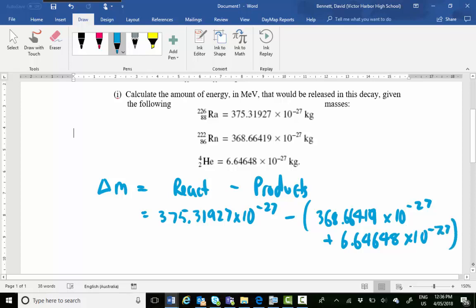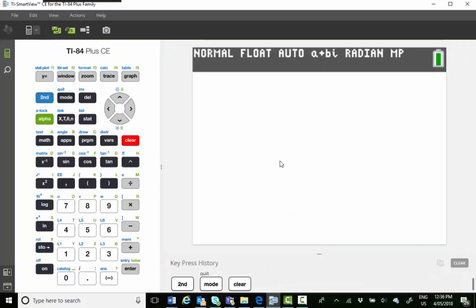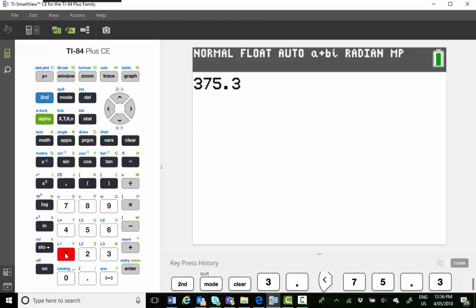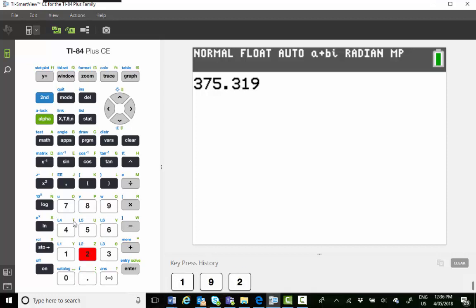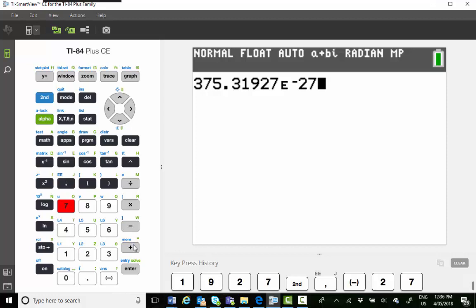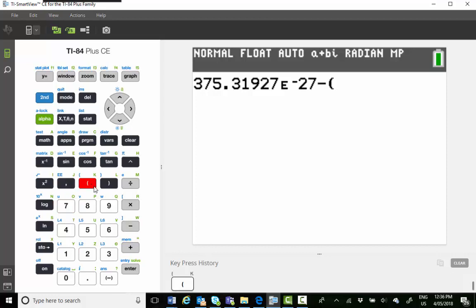Alright, so we can do that on a calculator to work out our mass defect. That's the key bit, to do that. So let's do that calculation. It's going to be 375.31927, and then we're using our EE, which is the little comma there, and that's minus 27. Take away, now we're going to put this in a bracket, or you could work out the mass of the products separately and do the taking away.